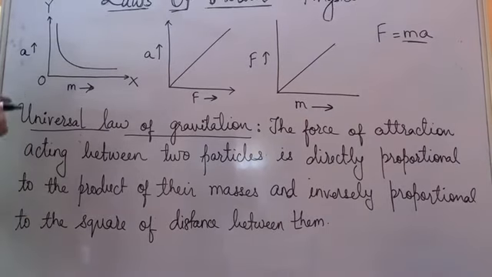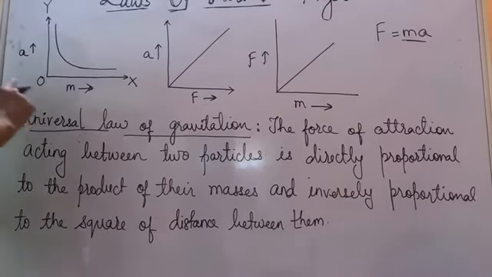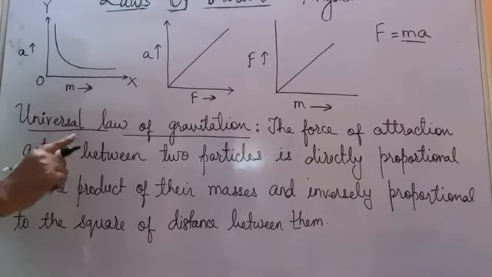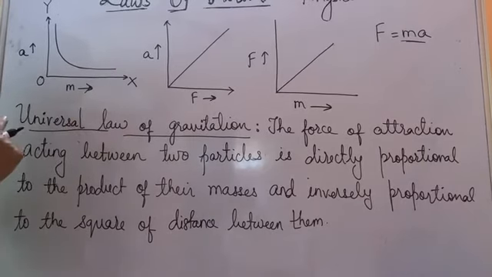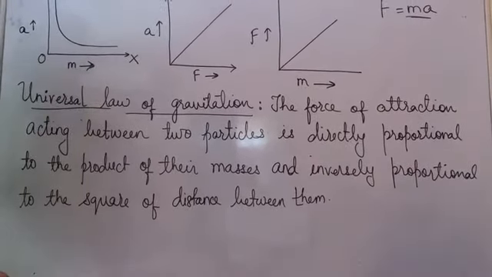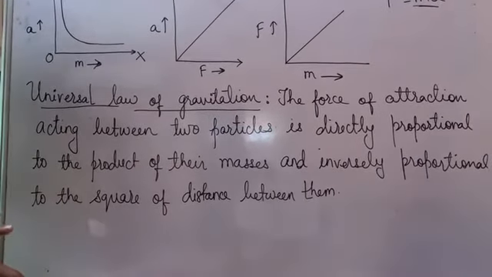I told you an example of a tennis ball and a cricket ball. In the case of a cricket ball, the mass is greater compared to a tennis ball. Because mass is increasing, its acceleration will decrease. So they are inversely proportional.